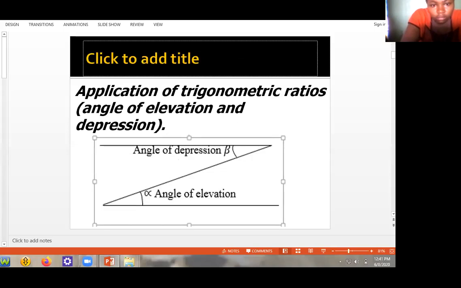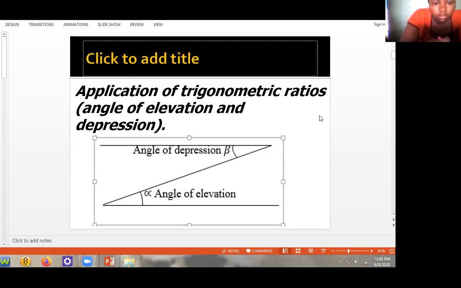Can you see my slide? Yes, sir. Now, you can see that if you are looking straight and you now bend your sight to look downward, you form angle beta, and that is angle of depression. And when you are looking straight and you look up, you form an angle alpha, and that is angle of elevation.